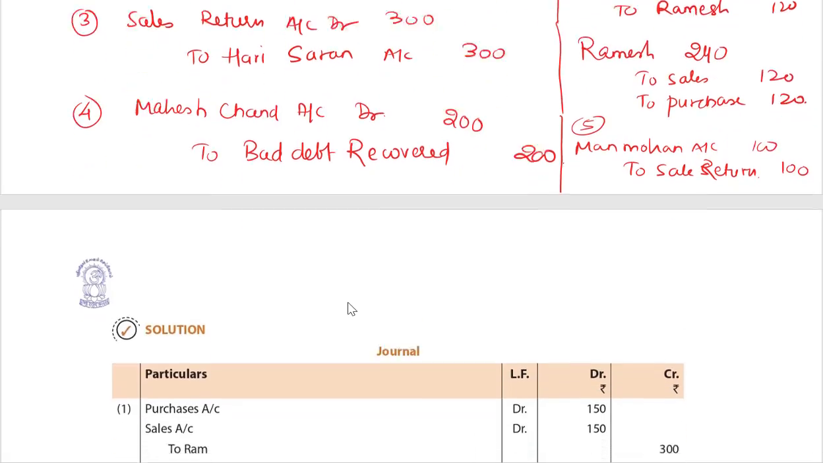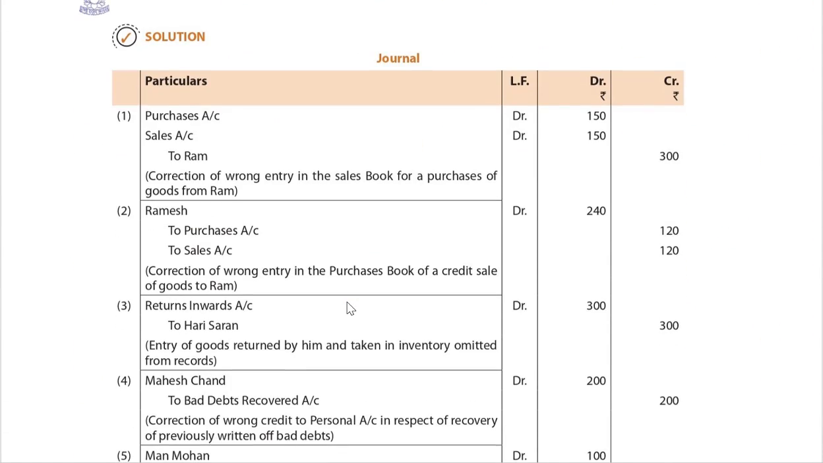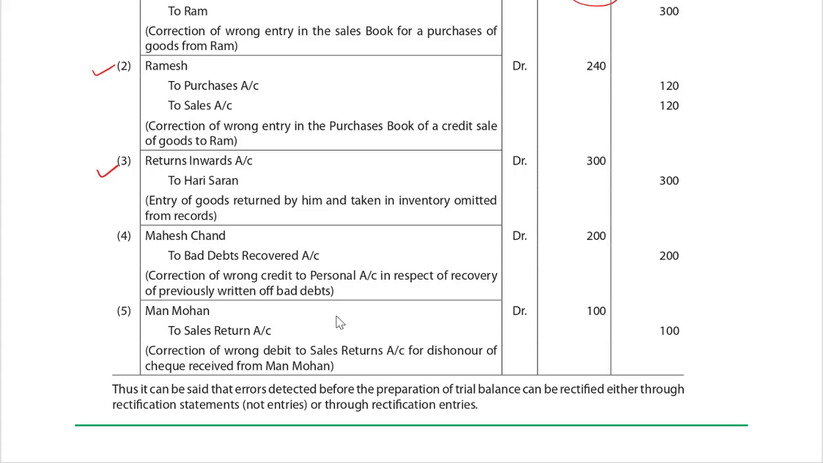Let's see it over here. Purchase debit, sales debit, Ram credit, double the amount as I explained to you. Then this is quite similar to point number 1. Sales return, the third entry, Mahesh Chand and Manmohan. Thus, it can be said that errors detected before preparation of trial balance can be rectified either through a rectification statement, not entries, statements, as in illustration 1, or through rectification entries. It can be dealt with in both ways as per the need of the situation.